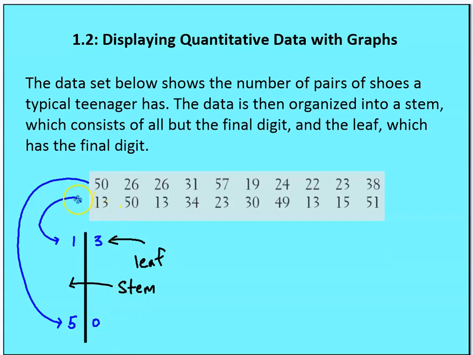So this data is organized into a stem on the left-hand side, which consists of all but the final digit, and the leaf, which has the final digit here. This is the final digit. So if this were a 3-digit number, the first 2 would be on the left, and then the last would be on the leaf side.